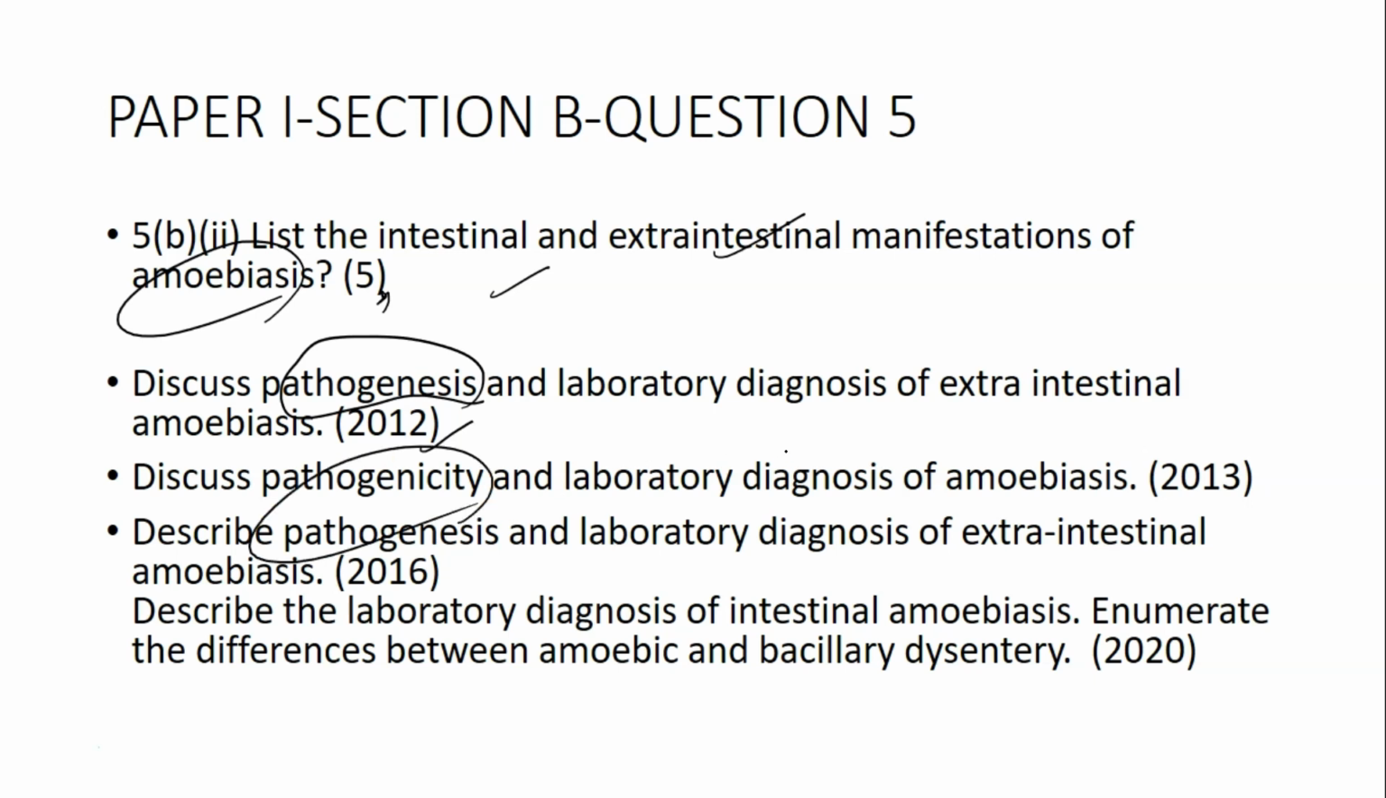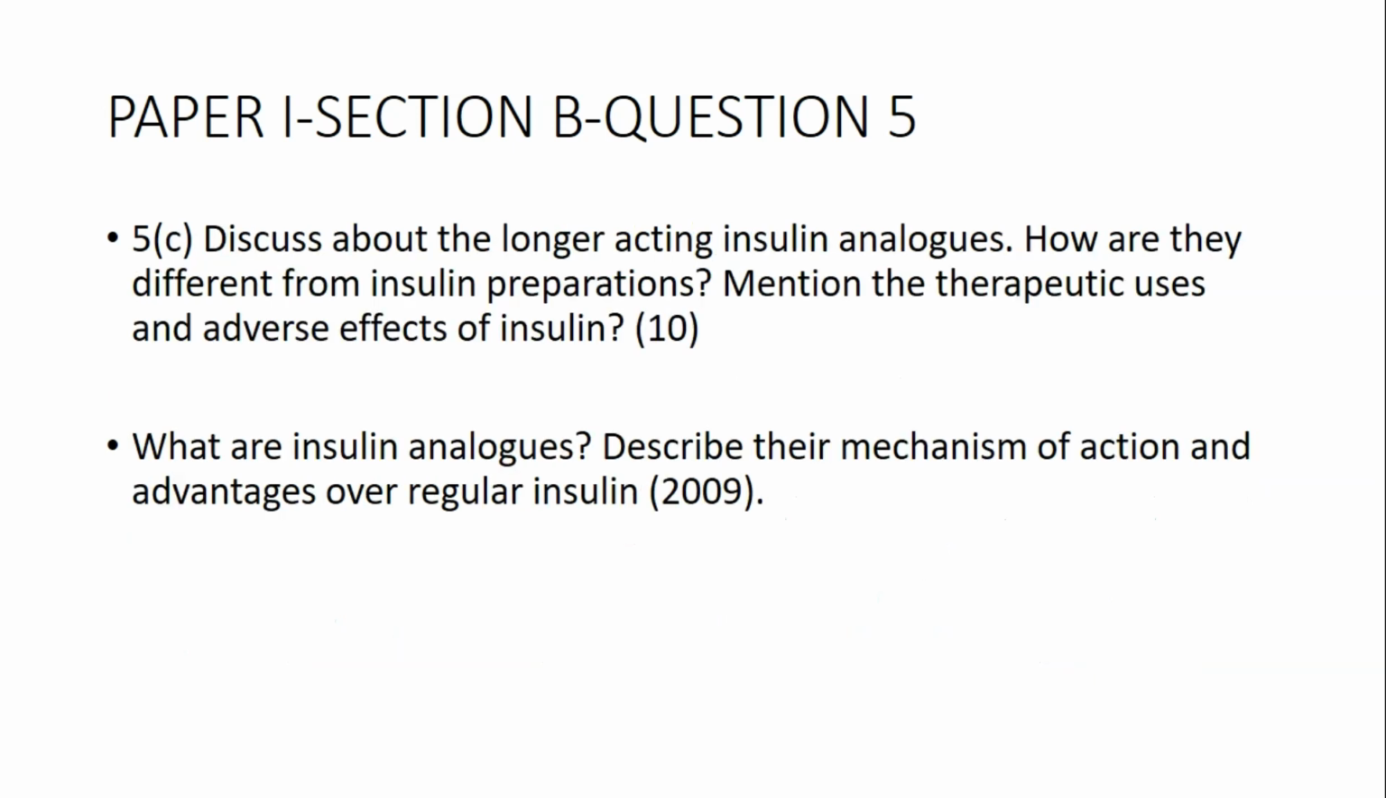Similarly, pathogenicity and lab diagnosis of amoebiasis. Pathogenesis and lab diagnosis of extraintestinal. They clubbed these two questions and asked it in a different way here for only 5 marks. Even in 2022, it's a direct repeat. What is the lab diagnosis of intestinal amoebiasis? Differences between amoebic and bacillary dysentery. It's an indirect repeat, I could say.